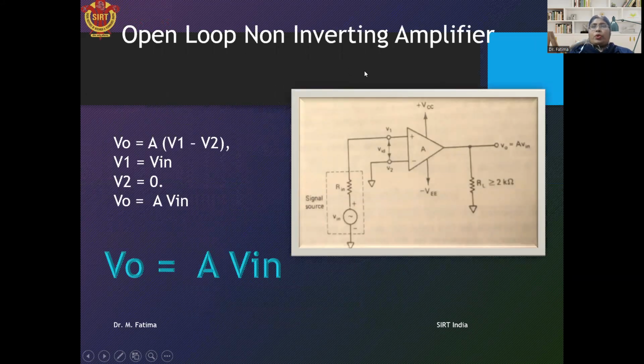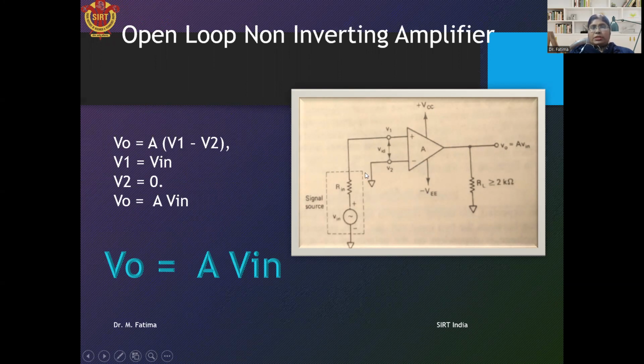Now the open loop non-inverting amplifier. This is the circuit diagram of the open loop non-inverting amplifier. You can see here the input voltage is connected to the positive terminal of the op-amp and the negative terminal is grounded. The voltage at the negative terminal is taken as V2 and the voltage at the positive terminal is taken as V1. The output is taken from here. VCC and VEE are connected for biasing.